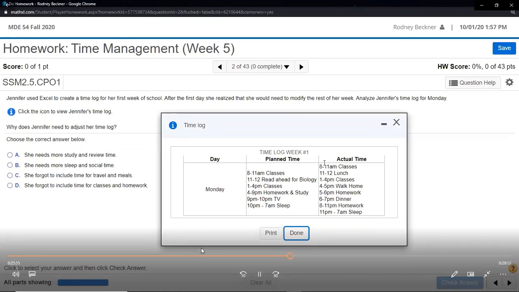Okay. So why does Jennifer need to adjust her time log? She needs more study and review time. She needs more sleep and social time. Well, it looks like she got enough sleep, 8 hours, so that one seems to be out. There wasn't anything about socializing in here, and it's a Monday. Maybe we're just not really socializing on Monday, except in between classes and talking, things like that. She forgot to include time for travel and meals. Well, in the actual schedule, we definitely see lunch wasn't planned, the walk home wasn't planned, dinner wasn't planned, so C seems like the answer. She forgot to include time for classes and homework. She definitely did not do that. So it is absolutely C.